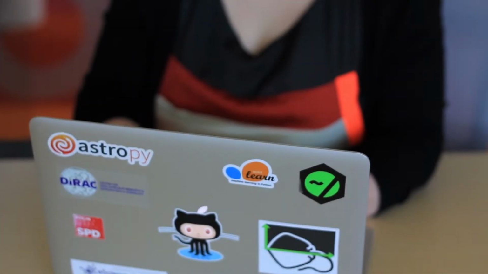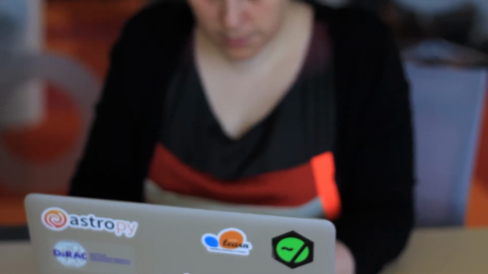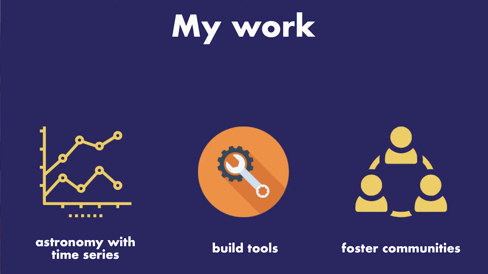There are basically three parts to how I try to do that research. The first is I try to do astronomy with time series, so I look at the brightness of stars and other sources over time, and then I analyze these time series and try to learn something about the underlying physics. But you can't really do that without having good software tools to do the actual data analysis. So I also write software in order to do that data analysis.